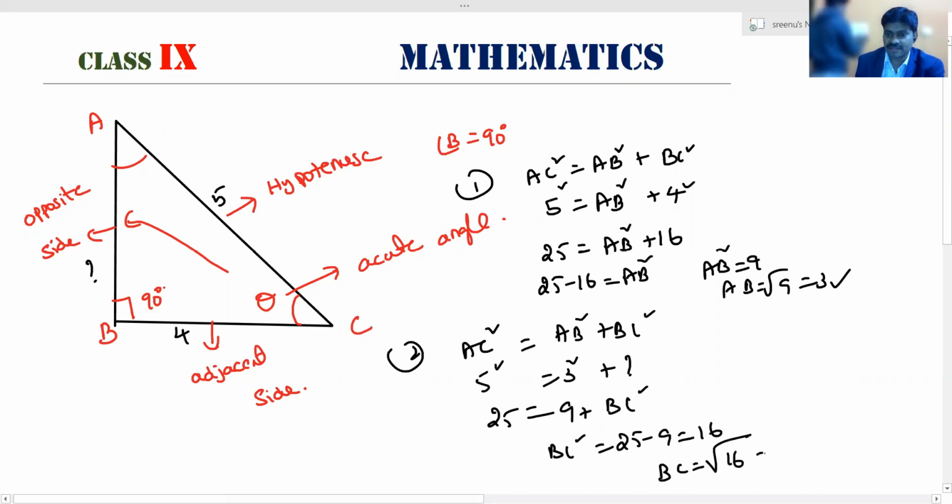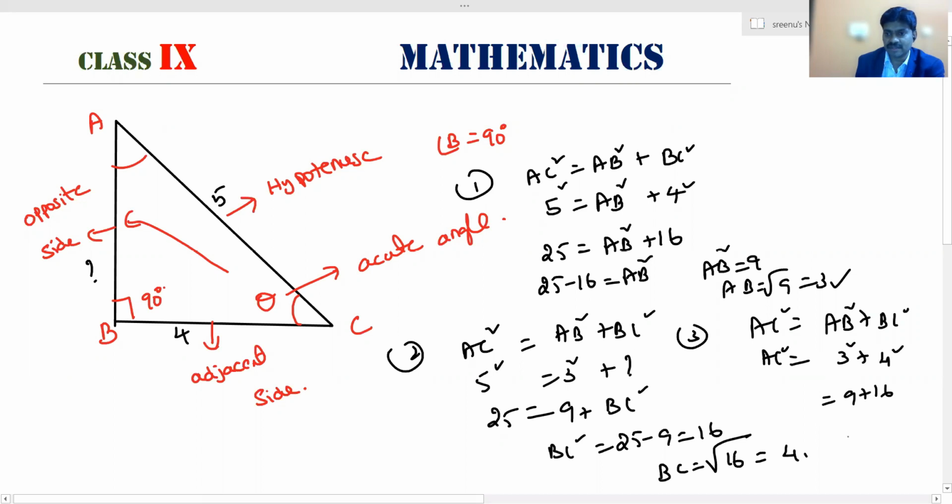BC is equal to under root 16, which is equal to 4. And the third one, AC, you want to find AC. AC you don't know, you have to find AC now. AB value is 3, BC value is 4. 9 plus 16 is 25. Under root 25 is 5.